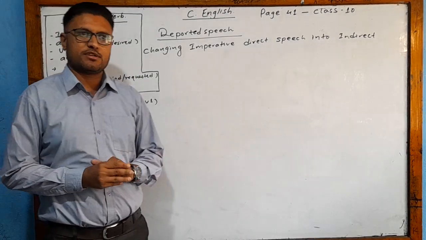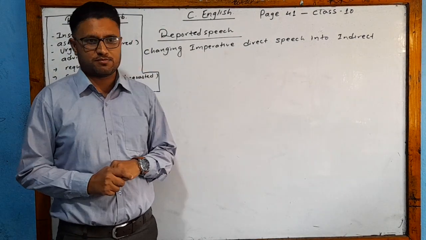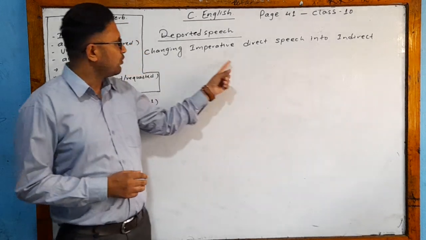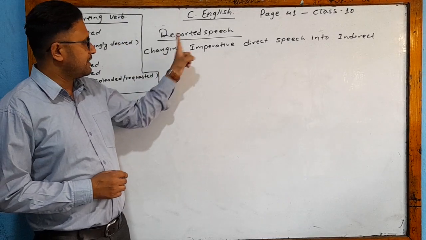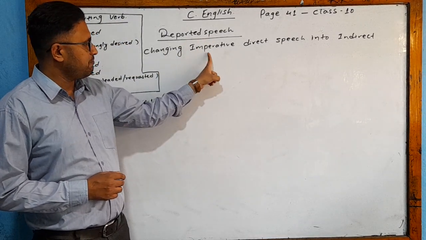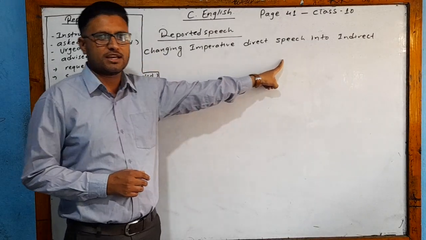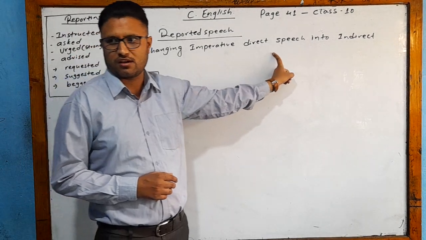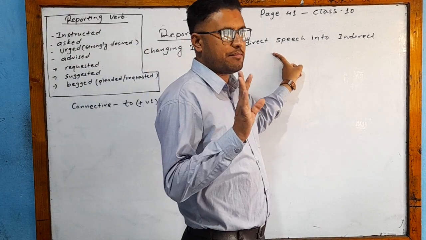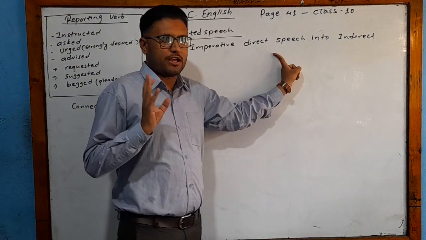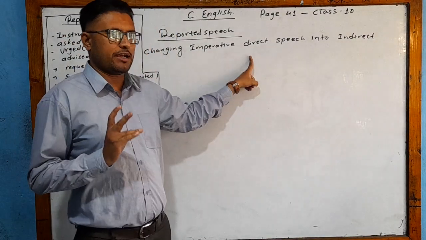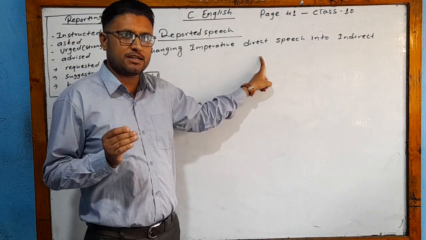See all types of sentences and their indirect speech. In this exercise, we are going to talk about what? Reported speech, what? Imperative direct speech into indirect. You know very well there are different types of sentences. Right? Basically, there are 5 types of sentences: assertive, interrogative, exclamatory, imperative, and optative.